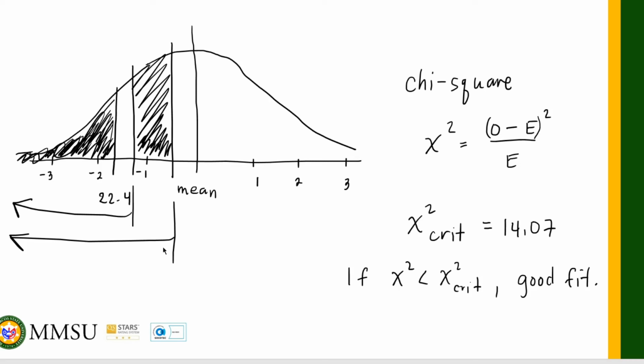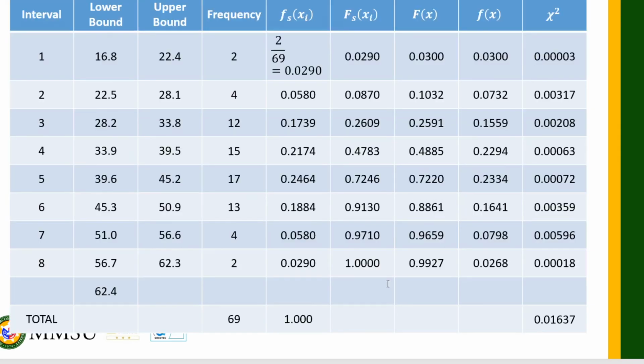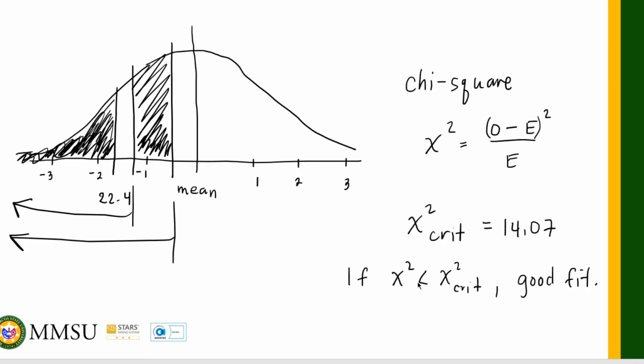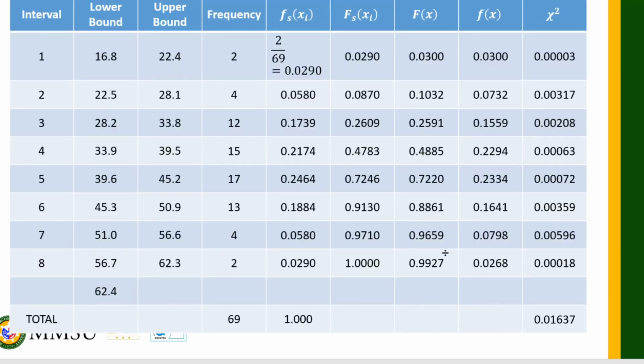So, what can you say? Ang na-compute natin na chi-square, balik tayo dito, ay 0.01637. Wala pang 1, diba? Pero ang critical natin, 14.07. So, ang conclusion natin dito, then the normal distribution is a good fit. Okay? The normal distribution is a good fit. So, yun na yung ating solution for the normal distribution.